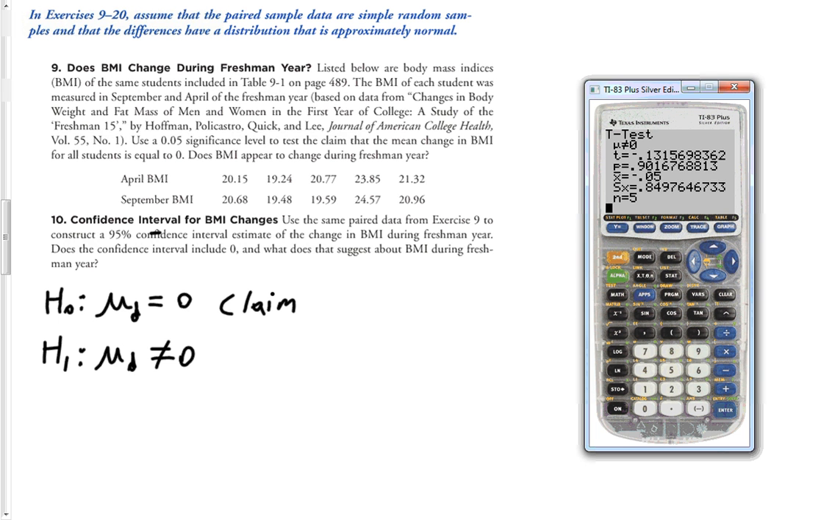So really, the most important thing here is the p-value, and the p-value is 90%. So let's put that up here. The p-value is equal to 0.90. And since that's greater than or equal to 0.05, we fail to reject the null hypothesis.